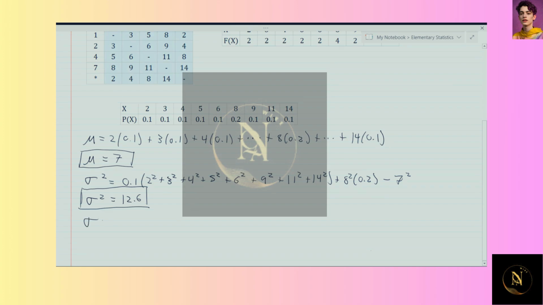All right, and then the standard deviation is just equal to the square root of 12.6, which means we have a standard deviation of about 3.55. And that is the mean, variance, and standard deviation of this data.